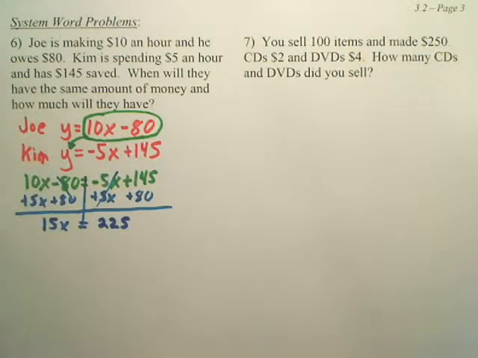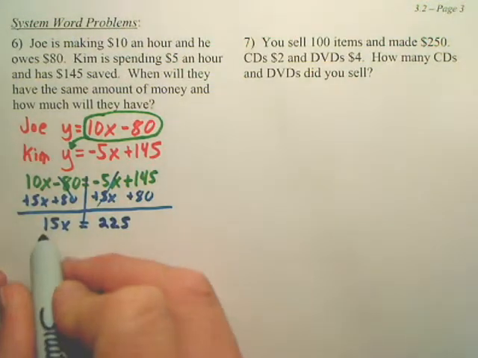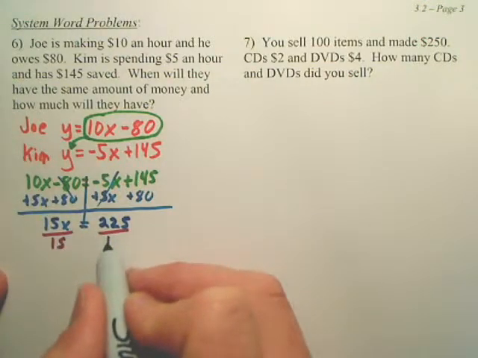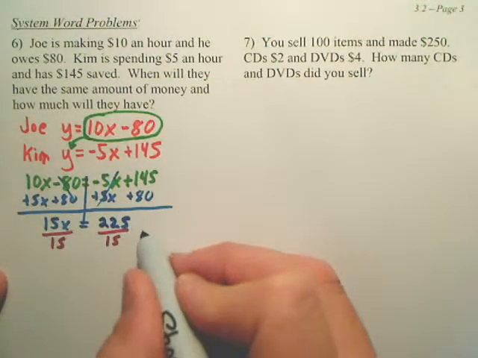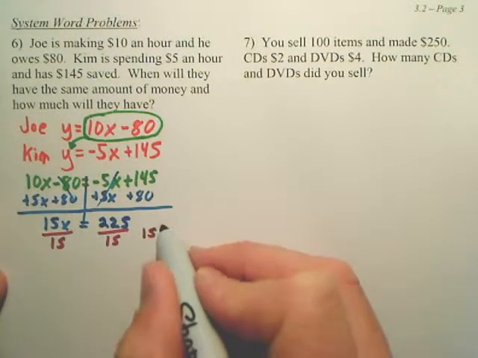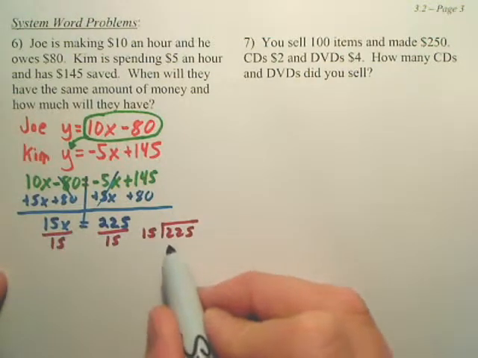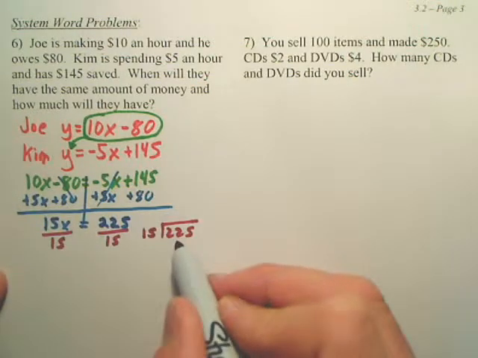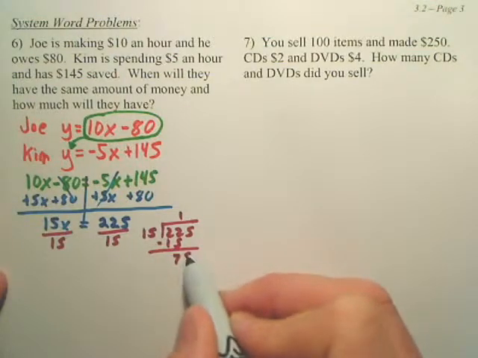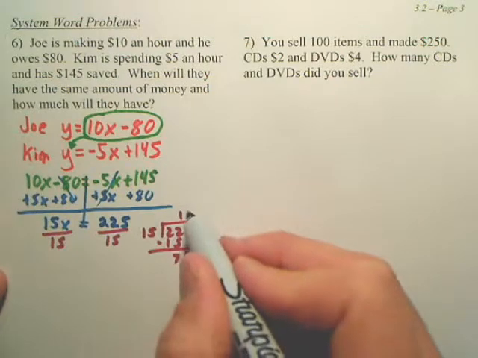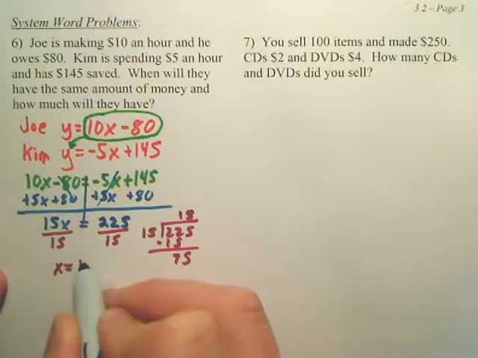So it looks like this is what I have so far. To get it finished, I have to divide by 15. Now that's kind of hard to see, so let's try something here. Let's do it long division. 225 divided by 15. How many times does 15 go into 22? Once. How many times does 15 go into 75? 5. So it sounds like x is equal to 15.